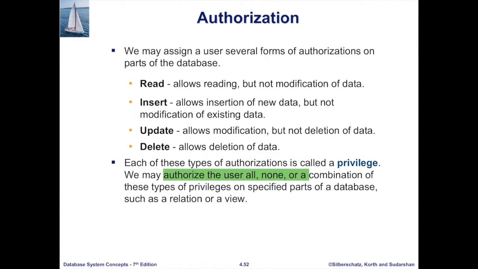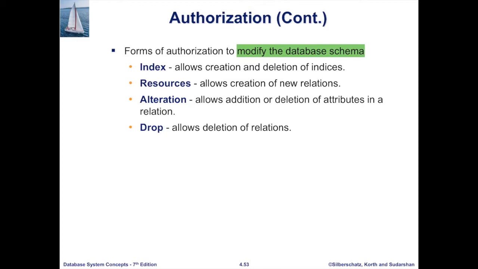Each of these types of authorization is called a privilege, and we may authorize the user all, none, or a combination of these types of privilege on specified parts of the database, such as a table or a virtual relation. Modification of the database schema is also a form of authorization.